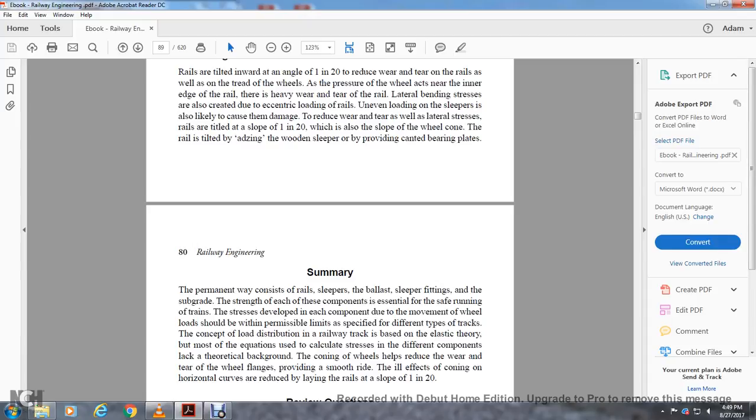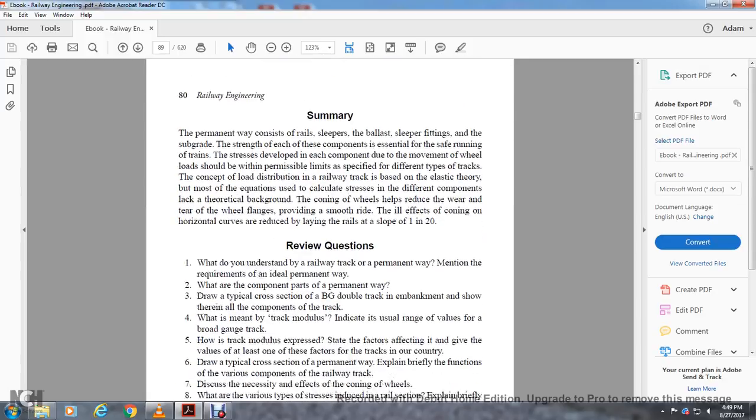Summary. The permanent way consists of the rail, sleeper, ballast, and subgrade, and the strength of each of the components is essential for the safe running of trains. The stress developed in each component is due to the movement of the wheel load, and should be within the permissible limits specified for the different types of track. The concept of load distribution in the rail track is based on the elastic theory of the Winkler equation, which gives the stress for the different components. The coning of the wheels helps reduce the wear and tear of the wheel flange and provides a smoother ride. The ill effects of the coning on horizontal curves are reduced by laying the rails at a slope of 1 in 20.